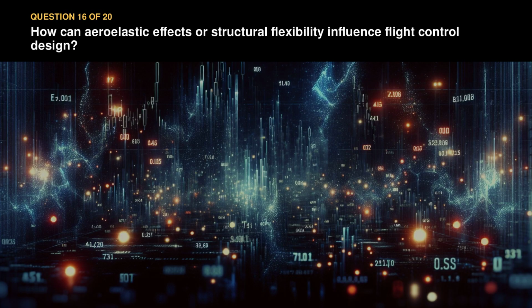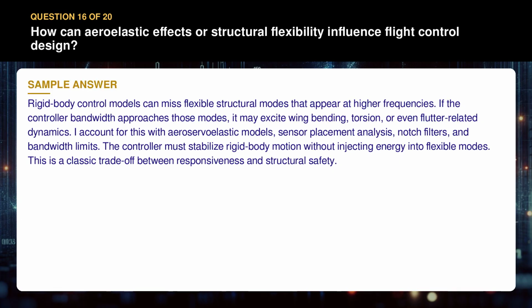Question 16. How can aeroelastic effects or structural flexibility influence flight control design? Rigid body control models can miss flexible structural modes that appear at higher frequencies. If the controller bandwidth approaches those modes, it may excite wing bending, torsion, or even flutter-related dynamics. I account for this with aeroservoelastic models, sensor placement analysis, notch filters, and bandwidth limits. The controller must stabilize rigid body motion without injecting energy into flexible modes. This is a classic trade-off between responsiveness and structural safety.